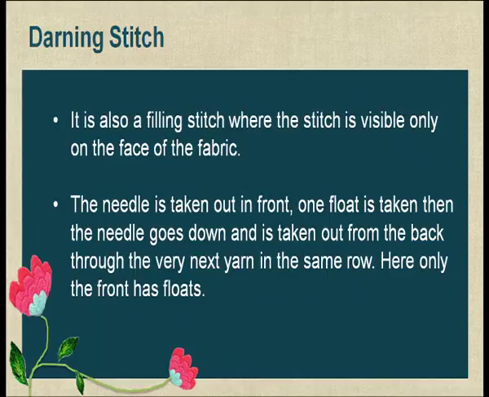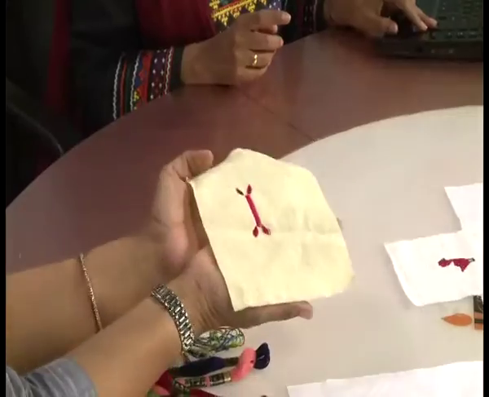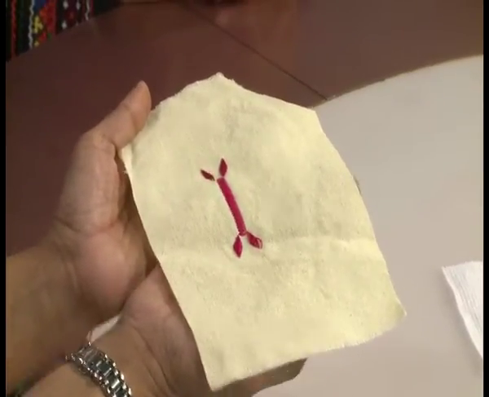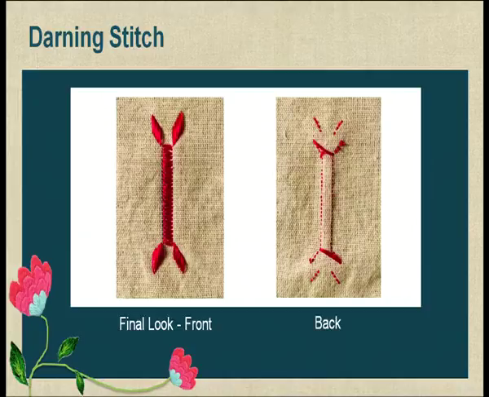So over here it is also used as a filling stitch where the stitch is visible only on the face of the fabric. The needle is taken out in front, one float is taken, then the needle goes down and is taken out from the back through the very next yarn in the same row. Here only the front has floats. So you can see in the embroidery, we can see in the sample and we can also see in this demonstration. So here is a sample which shows the front and the back. So this is a darning stitch with front and back.